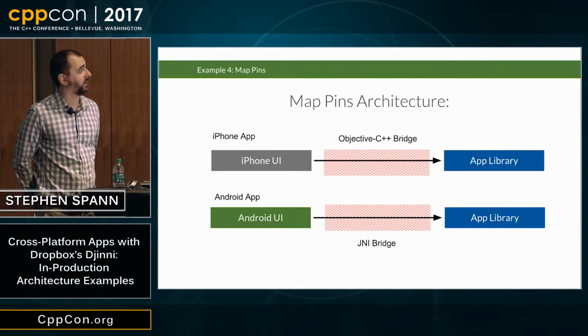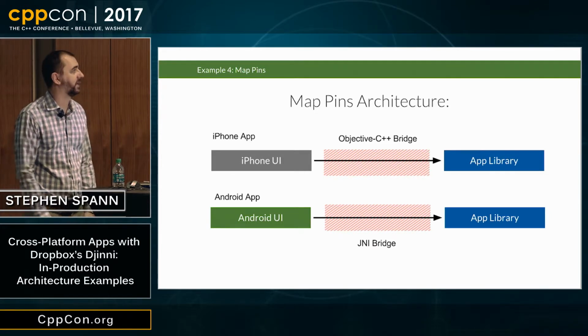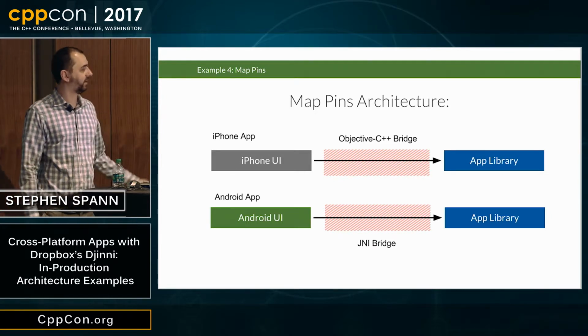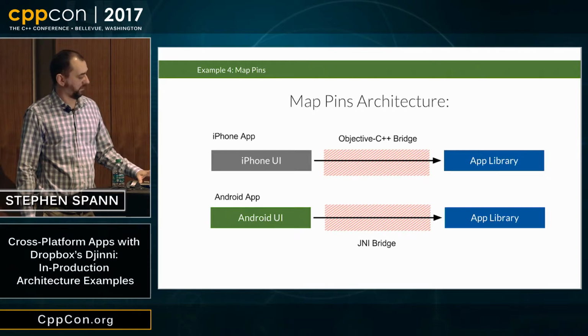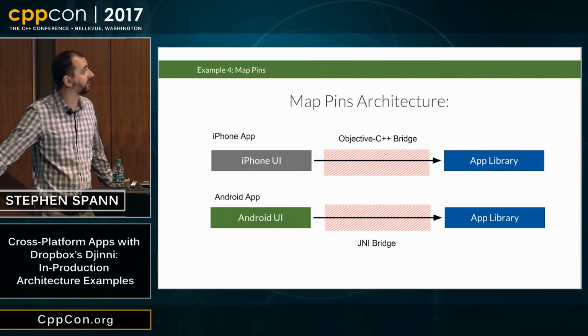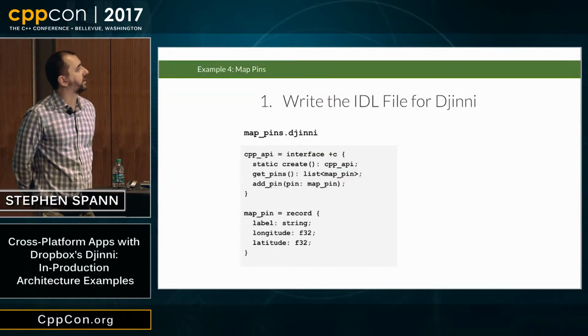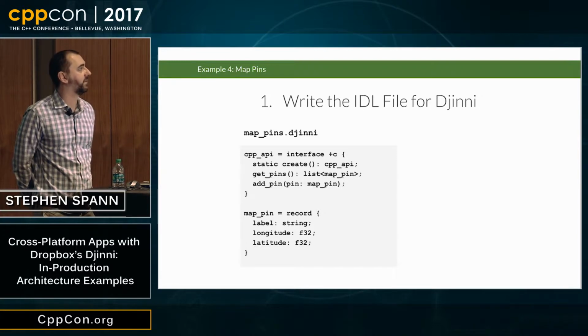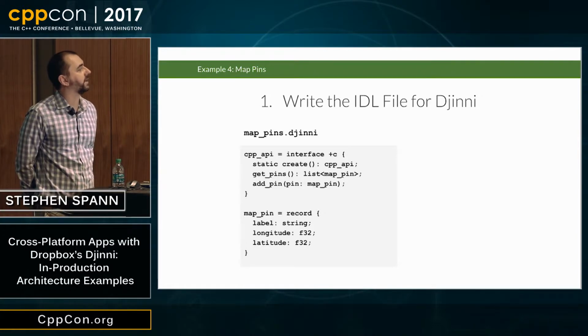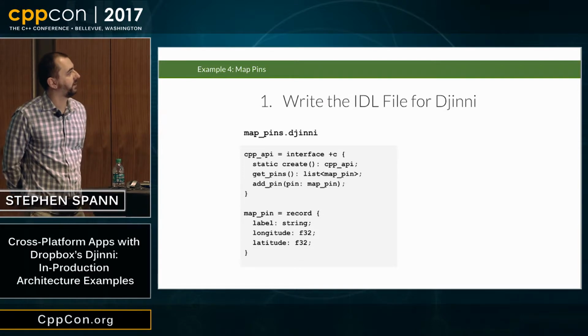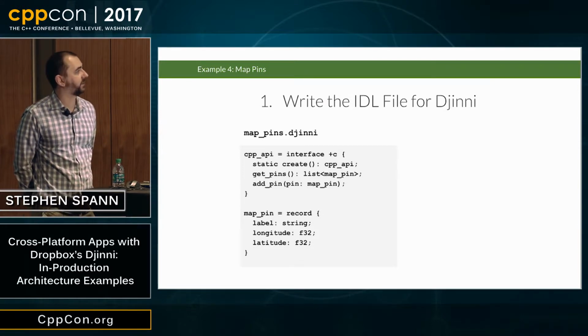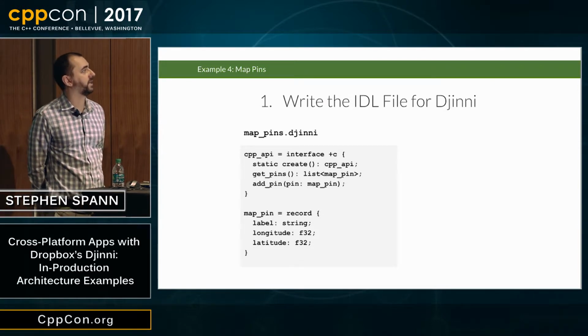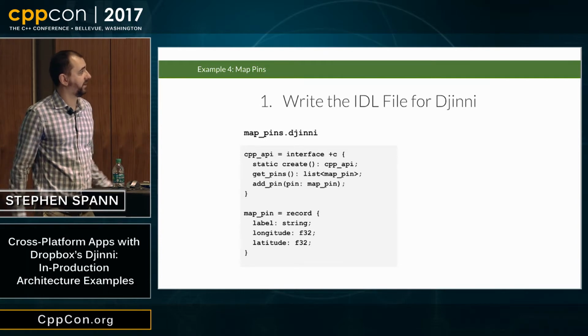So our architecture is pretty similar to the hello world. We don't need to go back to Android or iPhone at this point. In the IDL file, we have our API, much like we did before, create, and we have two methods, getPins and addPin. GetPins returns a list of pins, and addPin takes an argument of a pin.